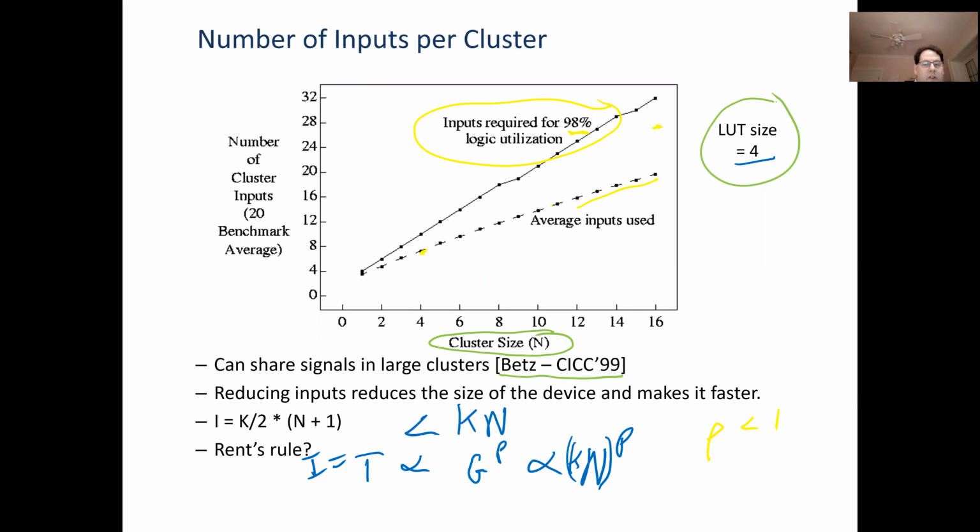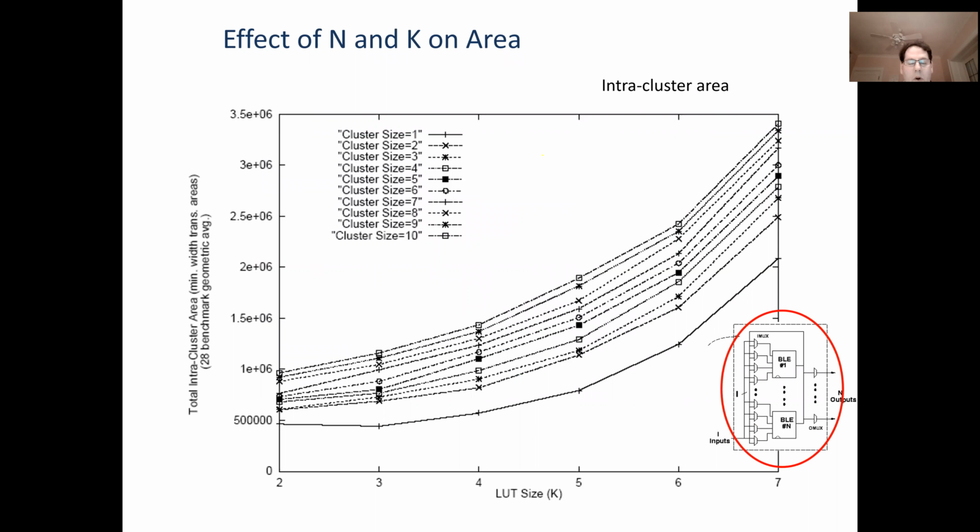So it's a good question. Were they too aggressive with assuming 98%? It may be a bit conservative anyway. There are some studies that show that if you make your cluster a little less aggressive, you can push this input count down more. Okay, so let's keep going and look at what they find from this overall CAD flow.